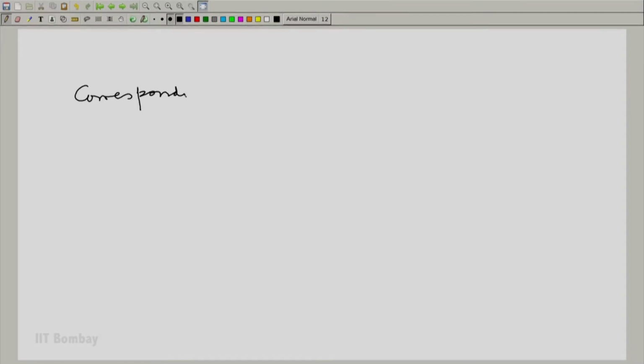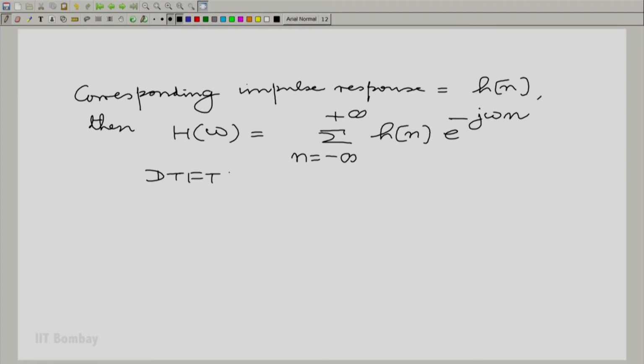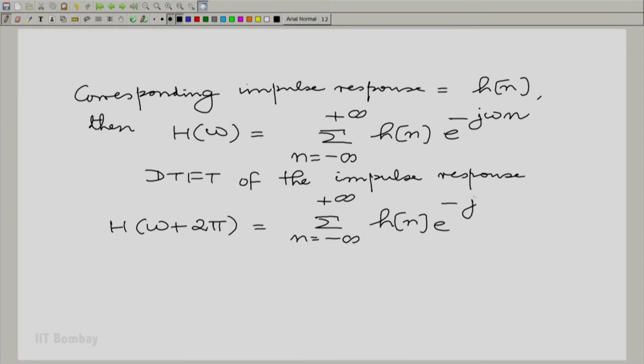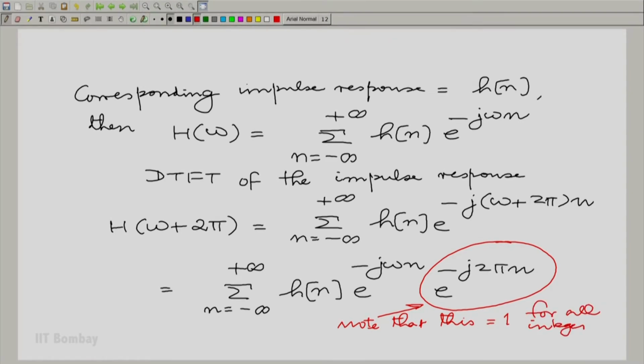If the corresponding impulse response is small h of n, then this is the discrete time Fourier transform of the impulse response. And clearly this is periodic with period 2 pi. All that we have to do is to note that this is 1 for all integer n, and therefore the periodicity.